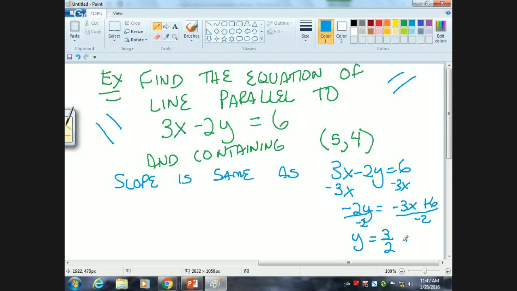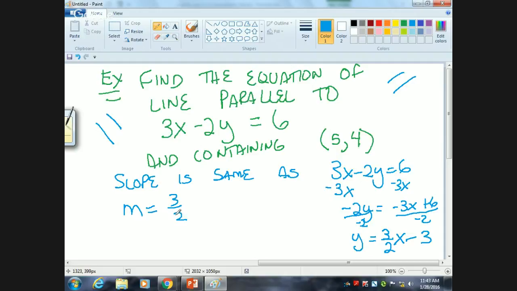+3 halves x. Positive 6 divided by negative 2 is negative 3. Now, it's the same as this line. And a lot of people say, oh my God, I've got an equation in slope-intercept form, I'm done. But that's not quite the case. This line is not the line we're interested in. It's just the line with the same slope. So we've got to do more work. All we've gotten out of all that work is to realize our slope is 3/2.